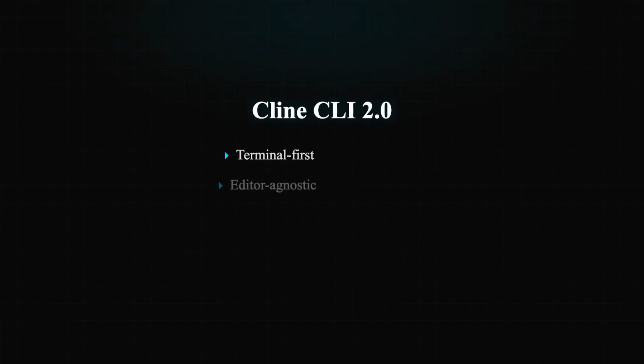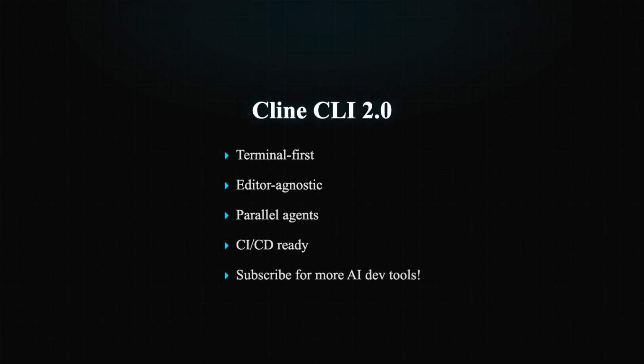Cline CLI 2.0 is a serious step forward for AI-assisted development. Terminal first. Editor agnostic. Parallel agents. CI/CD integration. This is what open source AI tooling should look like. I'm gonna be testing this extensively on upcoming projects.